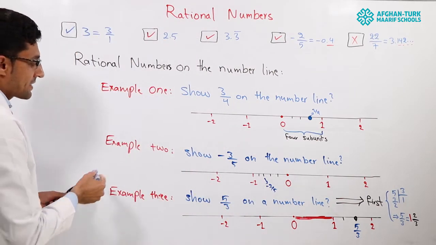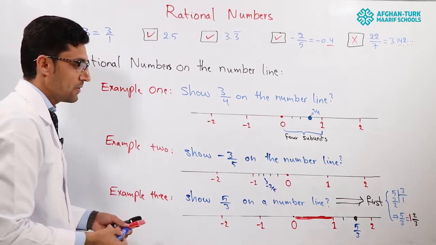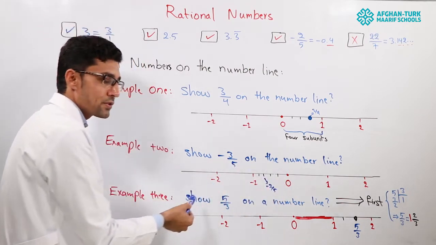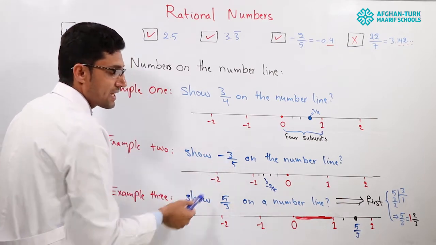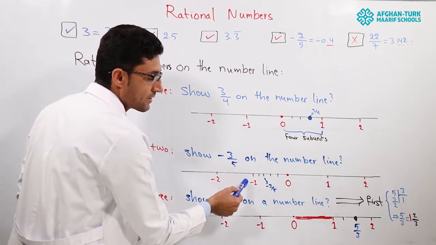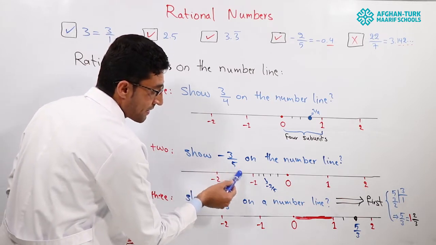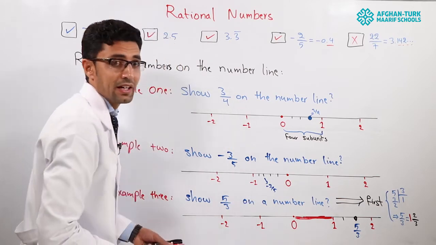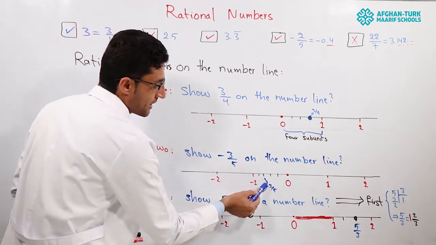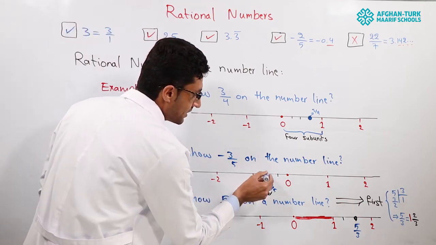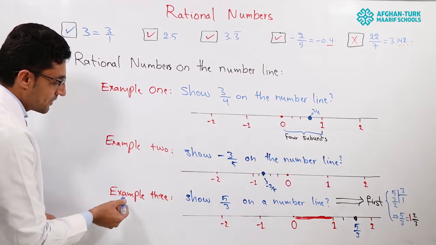Now, example 2. Show -3 over 5 on the number line. It's also very simple. Because it is negative, we have to come to the negative side. Again, the numerator is less than the denominator, so it is greater than -1. Because the denominator is 5, we have to divide into how many parts? Excellent, 5 parts. And how many parts should we take? 3. So here we have -3 over 5. Did you understand? Yes.